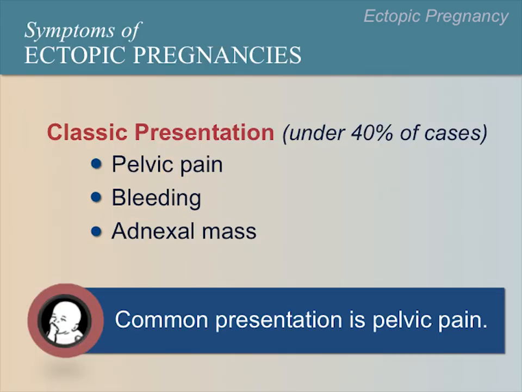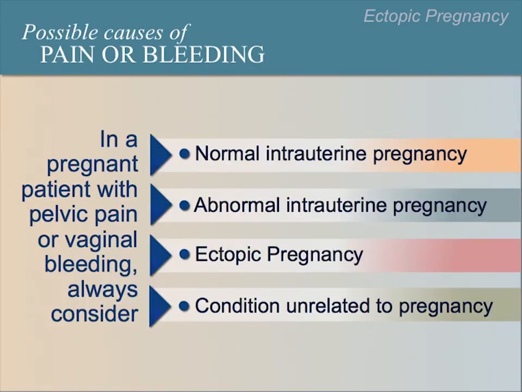Patients with an ectopic pregnancy will commonly report pelvic pain, but the classic signs of ectopic pregnancy include the 3 findings of pain, bleeding, and an adnexal mass.